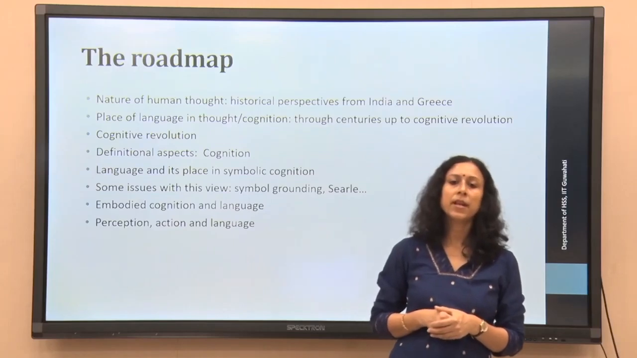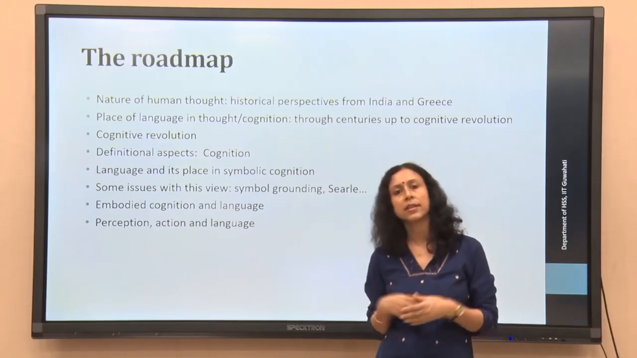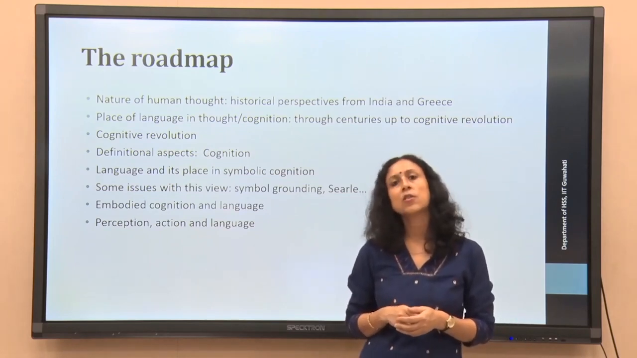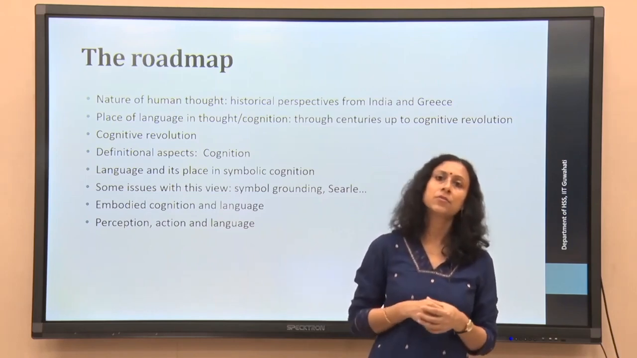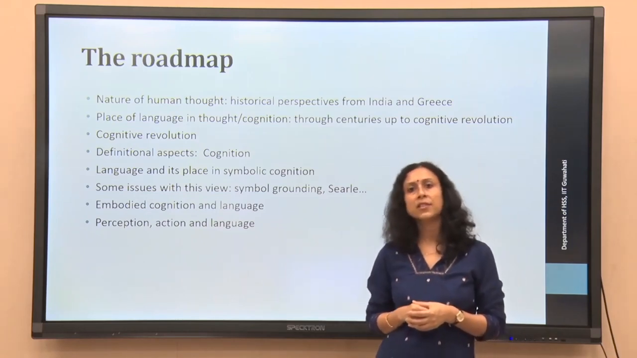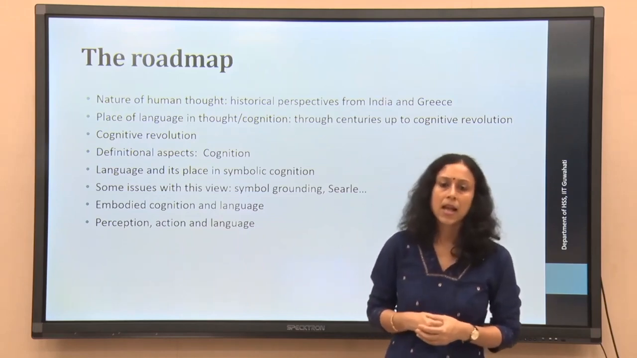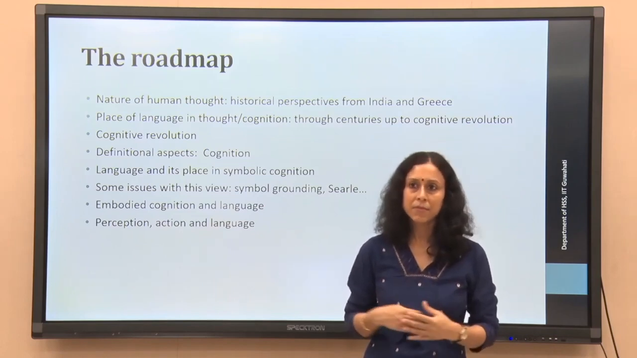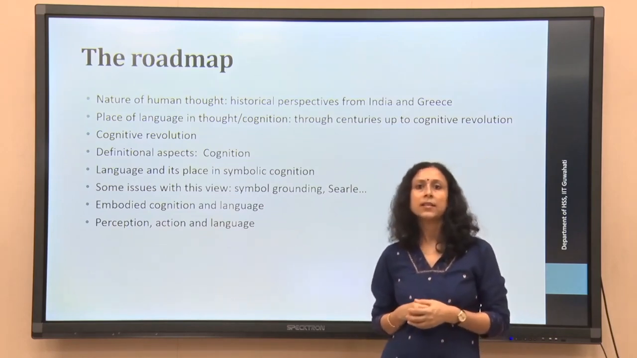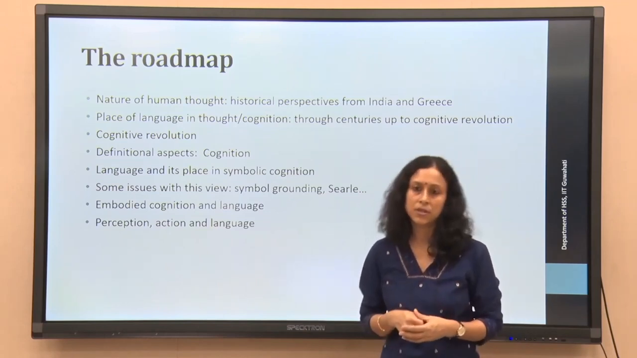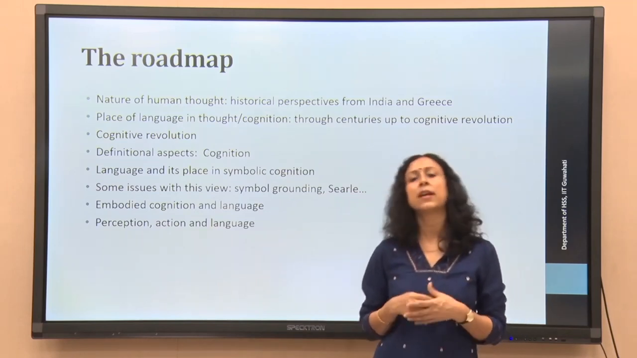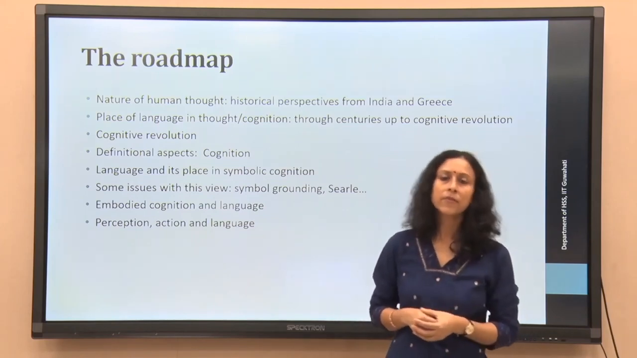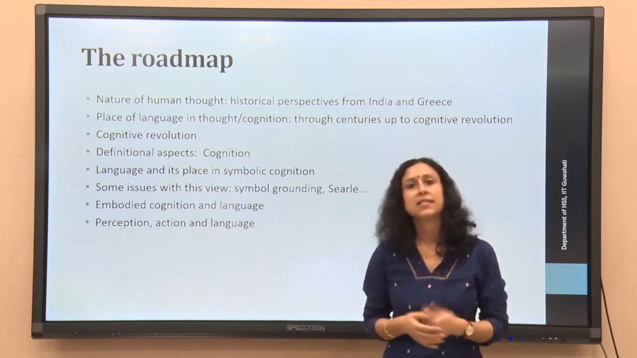And then we will move on to the place of language in this understanding of thought and cognition. Again, we will look up historical records as to how these ideas were developed through centuries in various ancient civilizations up to the modern time. And in modern time, as we mentioned in the introduction, cognitive science came into being in the 1950s. That event was termed the cognitive revolution, which has shaped our understanding of language and its relationship with cognition and culture to a large extent. So, the cognitive revolution deserves an analysis on its own.